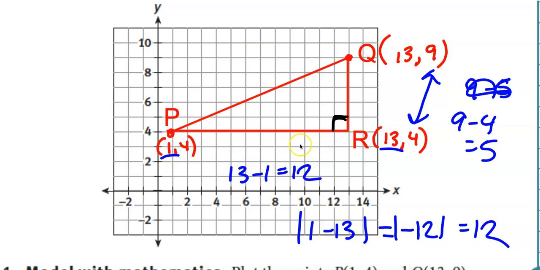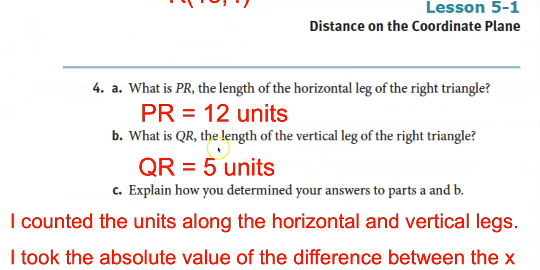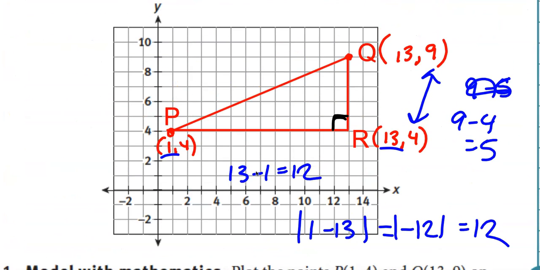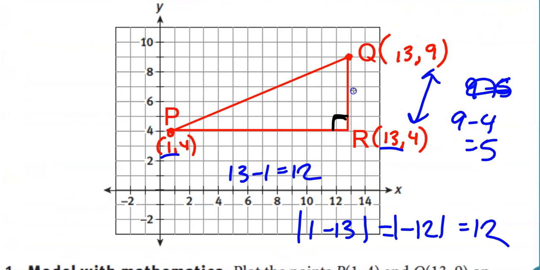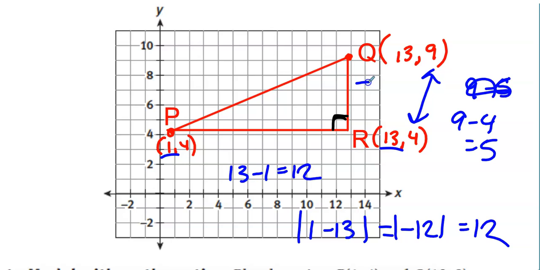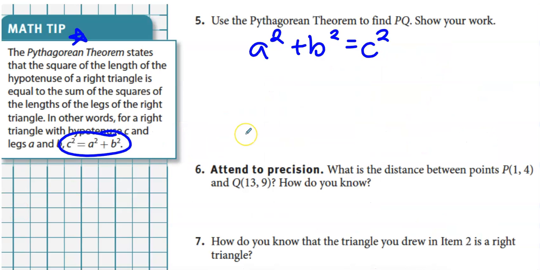So here is a leg of the triangle, here is a leg of the triangle. Doesn't matter which leg comes first. The hypotenuse is the side opposite of this 90-degree angle, PQ. So I'm trying to find PQ because I don't know it, but I do know my legs, which we found on number 4, that the leg was 12 and then the leg was 5. So I can put 5 and 12, and I don't know the diagonal piece. So I'm allowed to do the Pythagorean theorem to find that.